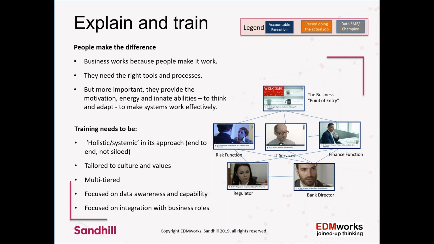So on the diagram on the right-hand side, those are different screenshots of 6 or 7 videos that we run. They're 2 minutes each, and we basically take people through how data enters the business, and we show simple little errors creeping in, and we show how those errors are magnified through risk, IT and finance by good people doing something slightly different, and how people working on data in slightly different ways actually causes some major conflicts further down.